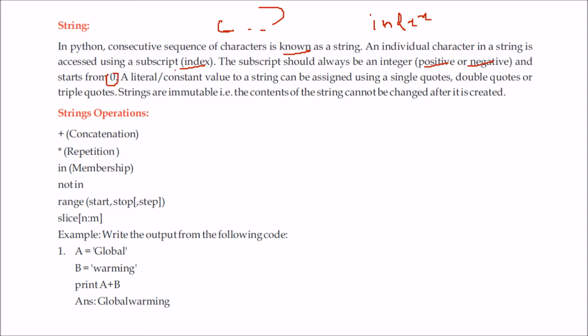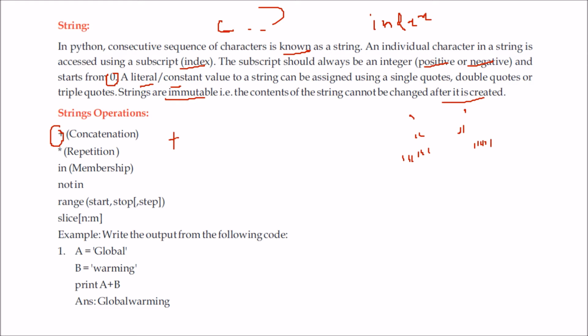This subscript should always be an integer, meaning it can be positive, it can be negative, and it will always start from 0. The literal and constant values of a string can be written using single quotes, double quotes, or even triple quotes, like this. And please understand that strings are immutable, meaning once you have created it, you cannot change it in place. You have to assign it again, so the content of a string cannot be changed after it is created.